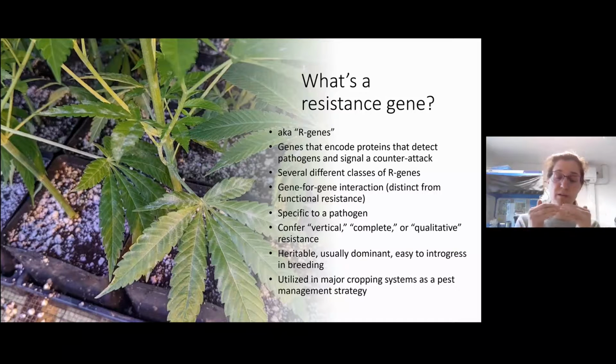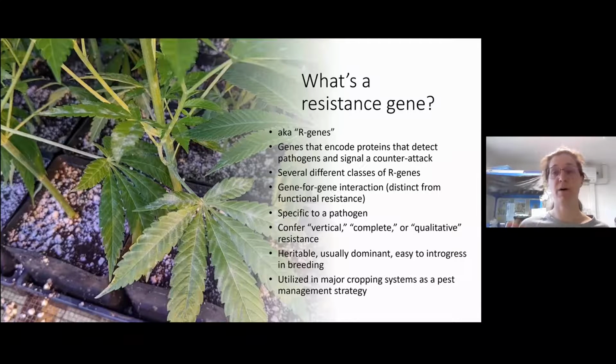And typically, because this interaction is so specific, this gene-for-gene reaction, oftentimes these genes are very specific to a pathogen. So if we see a plant that has a resistance gene for powdery mildew, even if it has a resistance gene for the hemp powdery mildew, it may or may not work against the hop powdery mildew, for example. So very specific interactions.